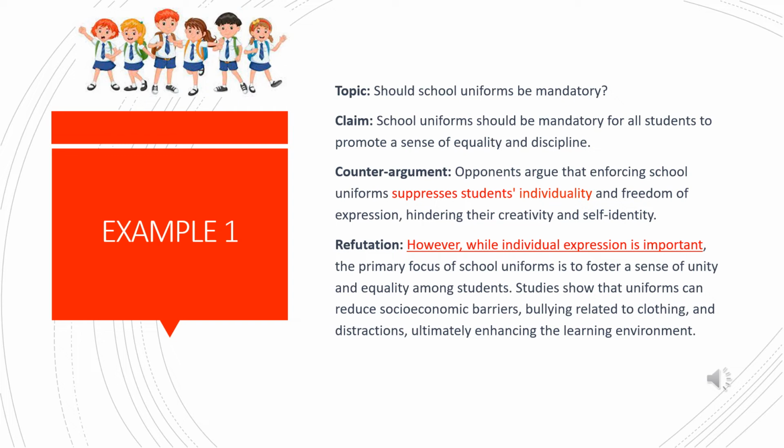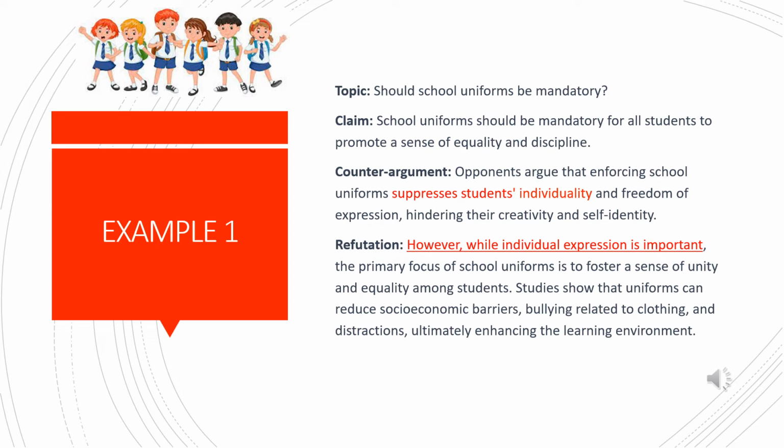So do you notice that the counter-argument or the opposing view here is against our stand or is the opposite of our stand? We believe that school uniform should be mandatory because we want to promote a sense of equality and discipline at school. But then we also acknowledge the opponent's claim that enforcing school uniforms can actually suppress the students' individuality and freedom of expression. So here we are looking at the issue from two different perspectives.